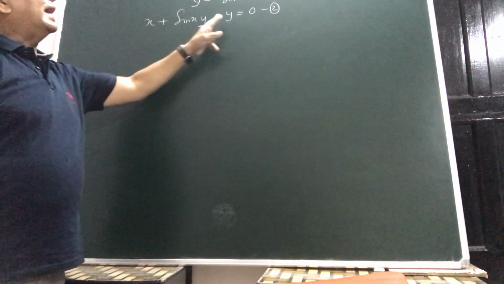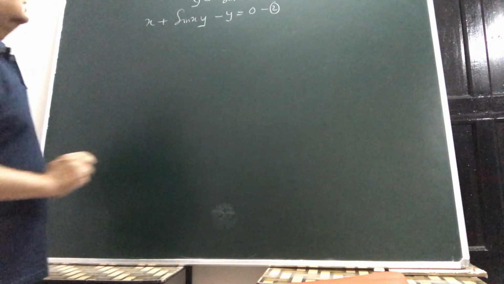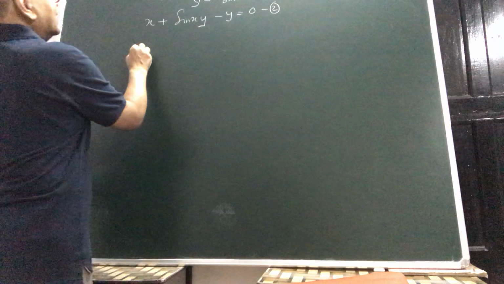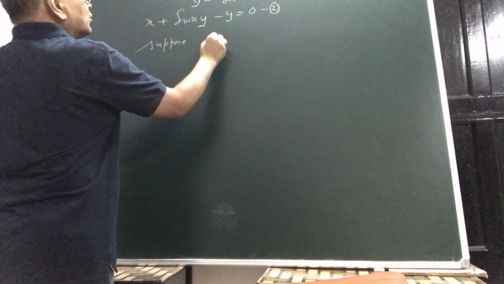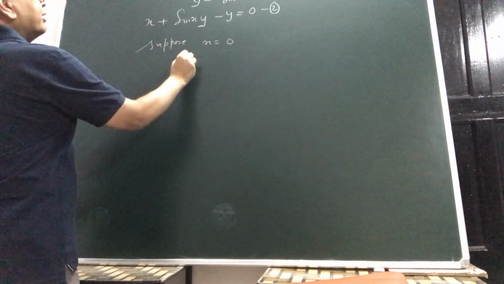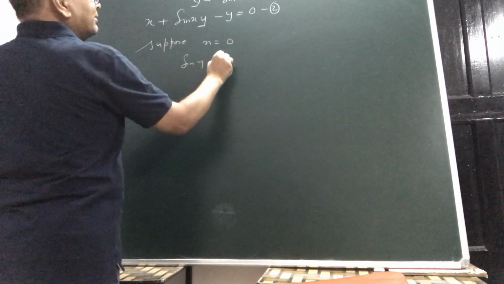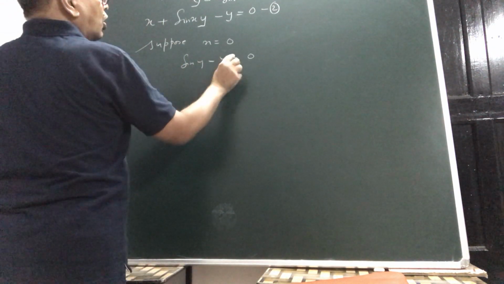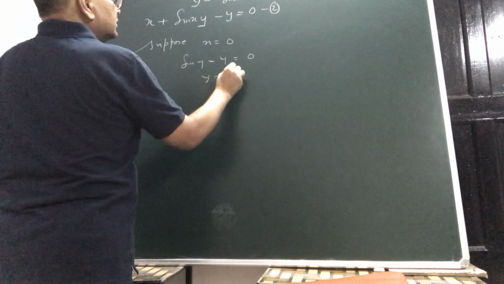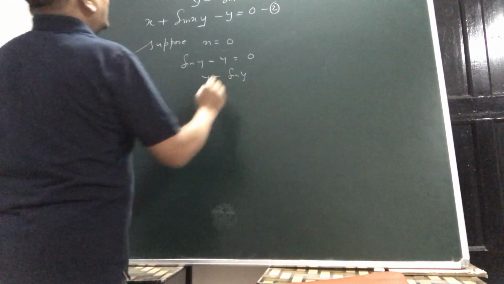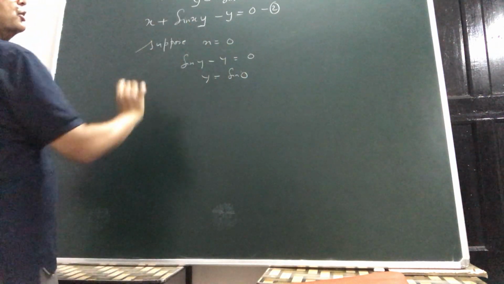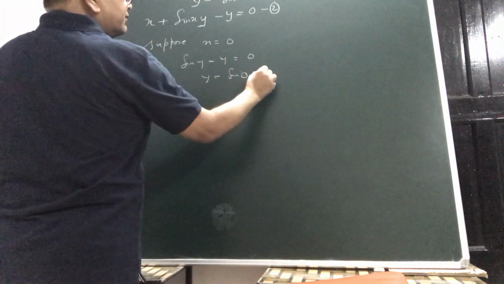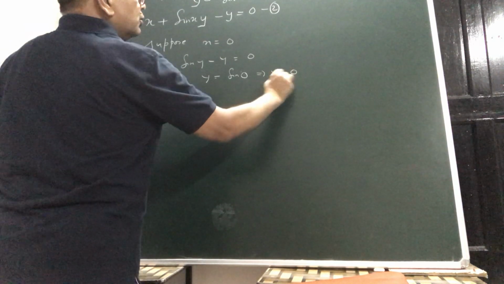For the simple reason that, see, here if we assign a certain value to x, suppose x has been assigned the value 0, then this equation becomes sine 0 minus y is equal to 0, because x into y will make the whole thing 0. So this will give you y is equal to 0.